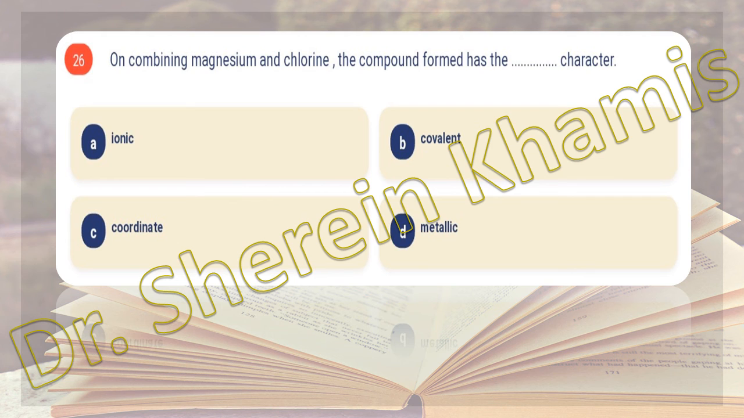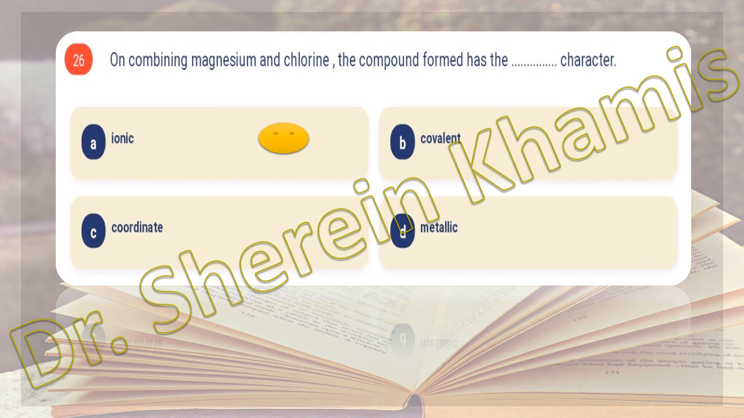Question 26 is on combining magnesium and chlorine. Magnesium and chlorine each have a difference in electronegativity, giving what? The difference may be large compared to the aluminum chloride. So we have the character of what? We have the character of ionic bond, as the difference in electronegativity is relatively high between the magnesium and chlorine.